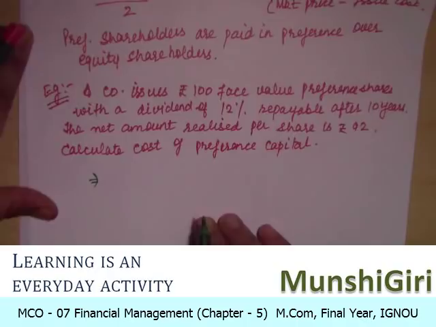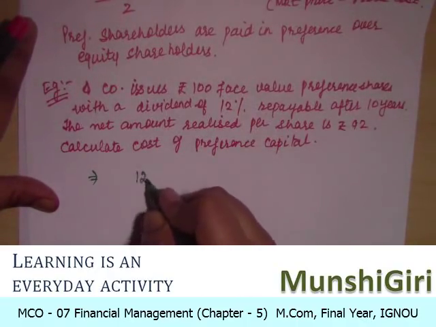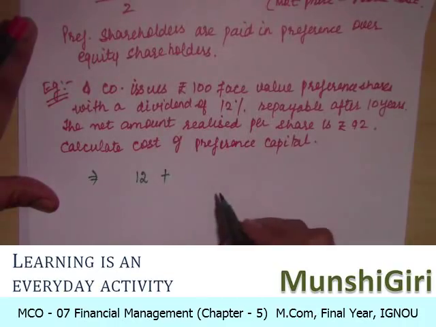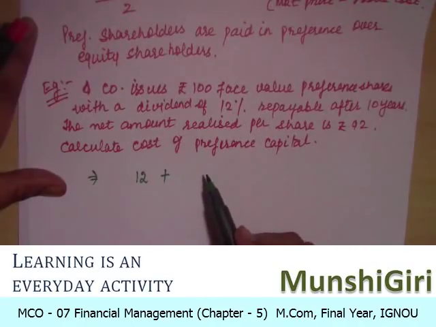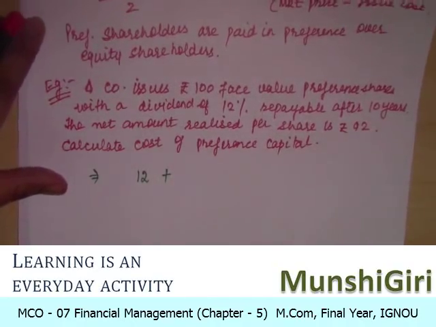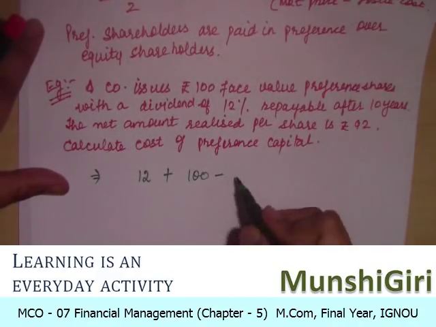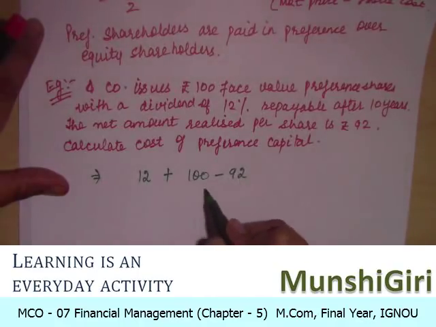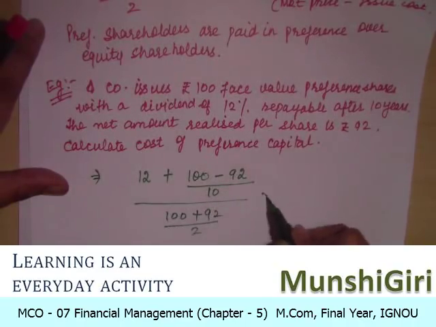Dividend, how much is dividend in this case? 12% on face value of rupees 100, that is 12. Plus RV, redemption value. If nothing is mentioned in the question, we'll assume that the preference shares will be redeemed at par. So the redemption value becomes 100 and the net proceeds from the issue are 92. This is to be divided by the life, which is 10 years. The whole thing divided by (RV plus NP) divided by 2, into 100.